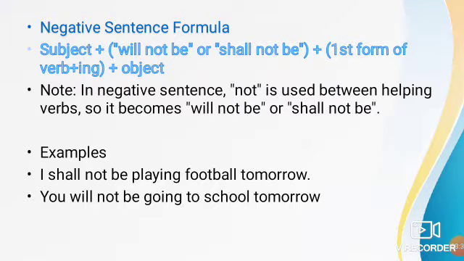Negative sentence formula. How do we make negative sentences? First we put subject, then will not be or shall not be, then first form of verb plus ing and then object. We just put not between the helping verb will and be, or shall and be. In a negative sentence, not is used between the helping verbs, so it becomes will not be or shall not be.